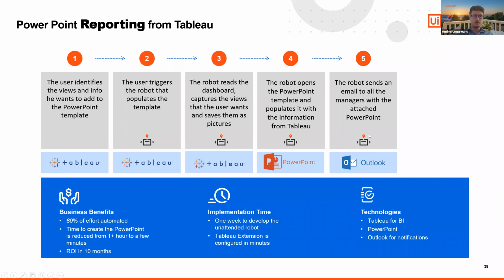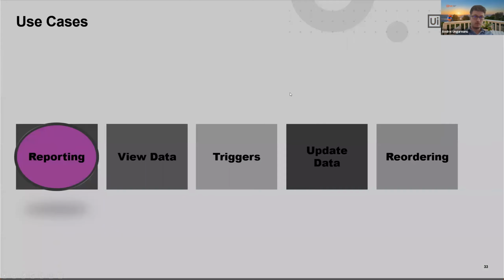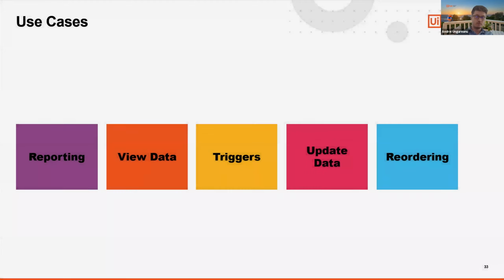So as a step-by-step approach, how would that look if you used Tableau with UiPath? The user would identify the views and information that he wants to add into the PowerPoint template. We assume that you have a template that you use to create these slides. The user will have a robot that will be triggered in order to populate the template. Once the robot is triggered, it will do the following.